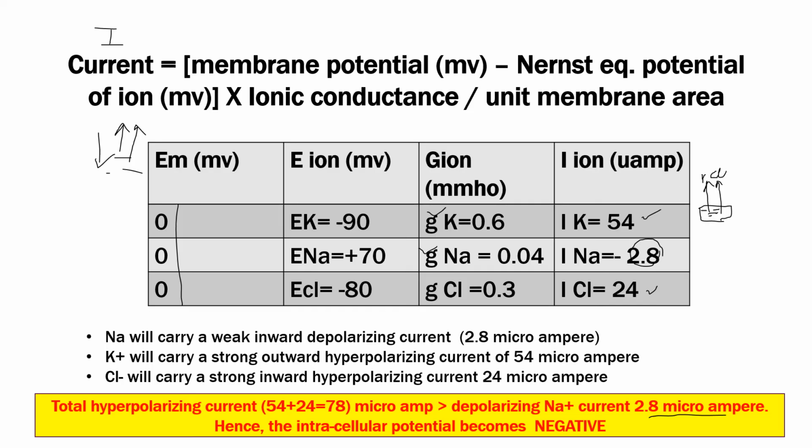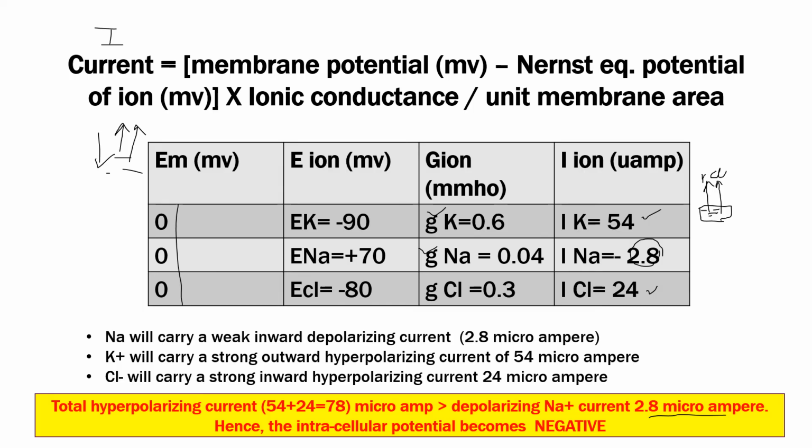Suppose we take a condition where the membrane potential difference is 0, not minus 80. The equilibrium potential of potassium is minus 90, and the measured conductance of potassium is 0.6. The equilibrium potential of sodium is plus 70, and its conductance is 0.06. The chloride equilibrium potential is minus 80, and its conductance is 0.3.